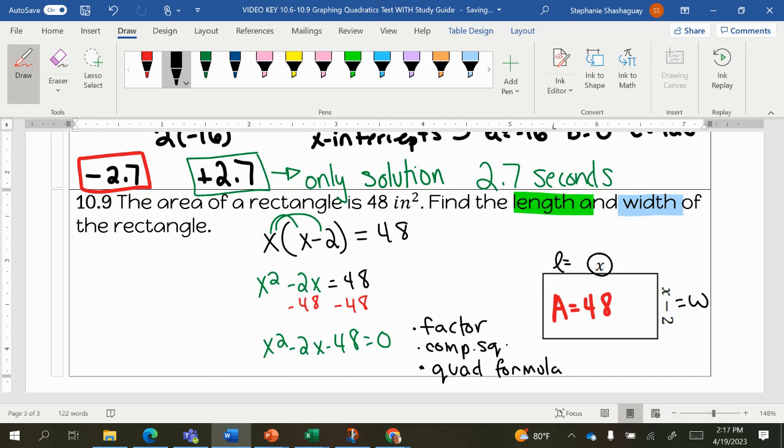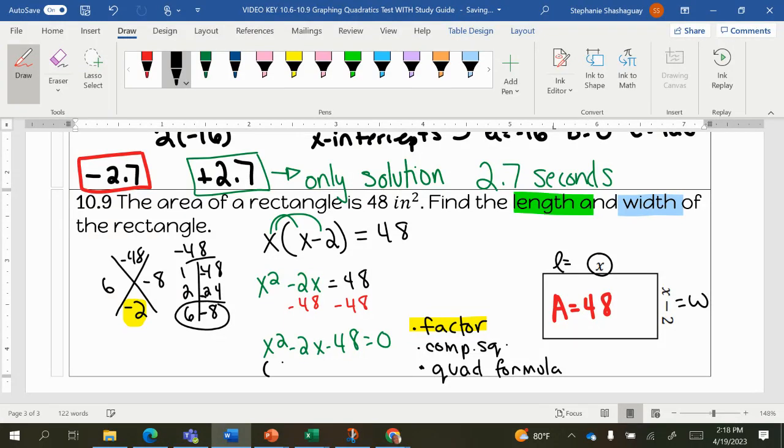I prefer to factor, so I'm going to look for the factors of negative 48 that multiply to negative 48 and add together to give me a negative 2. Well, if I look at the factors of 48, I have 1 and 48, and I have 2 and 24, and I know that I have 6 and 8, but because this is negative and I have a negative here, I know that my larger number is going to be negative. So 6 and negative 8 would be my factors.